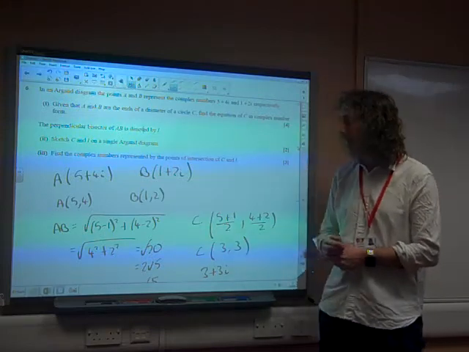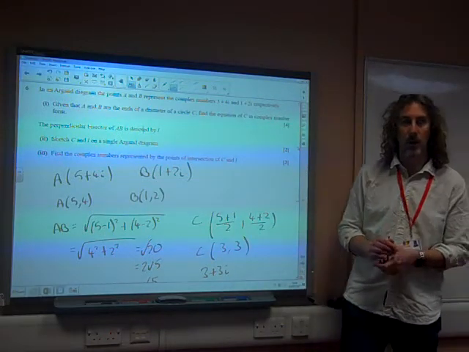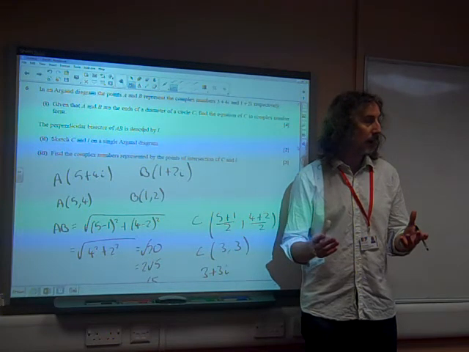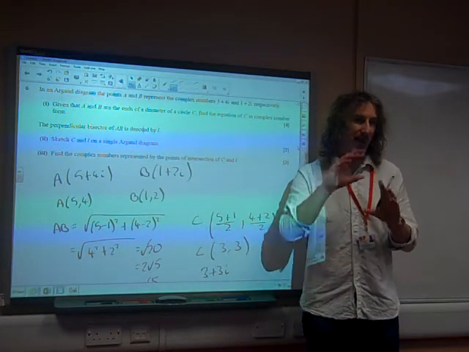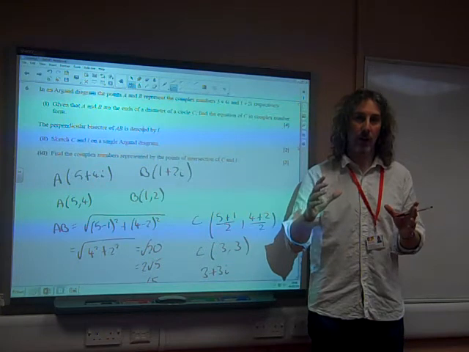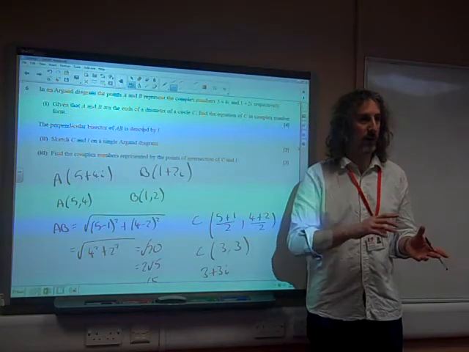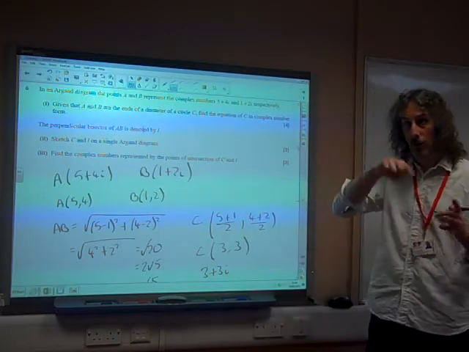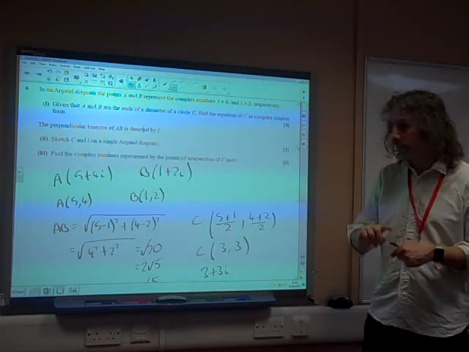Sketch C and L on a single Argand diagram. You know what they do when they get you to do circles and Argand diagrams. Very commonly, there's some little trick going on where it touches one of the axes or it goes through the origin. So let's just mentally think through that. Does this?